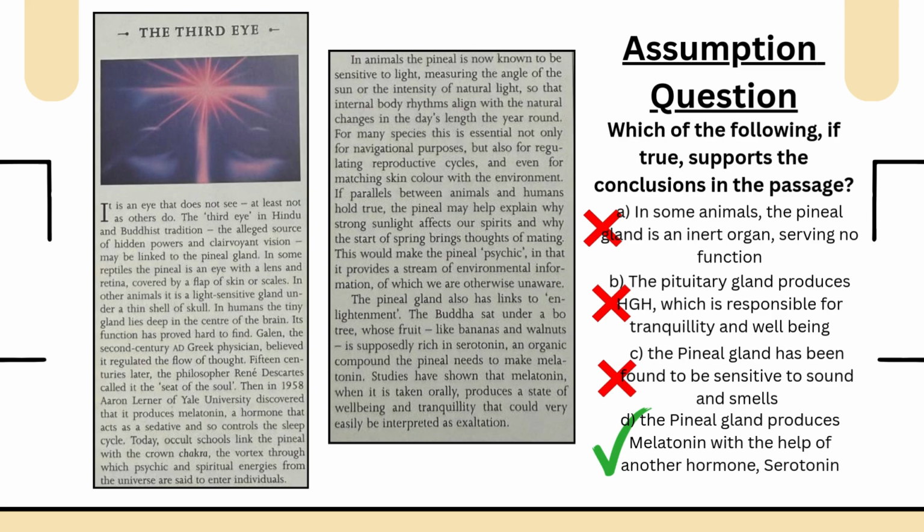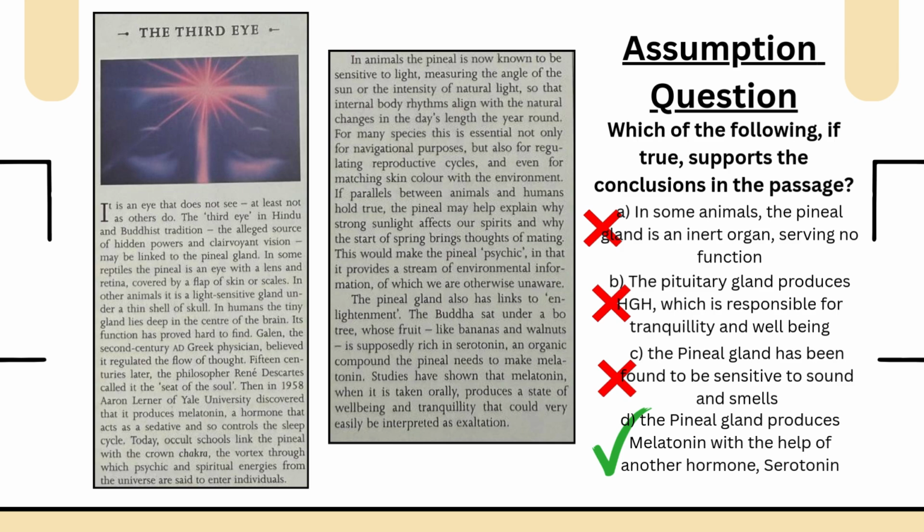Option B tells you about the pituitary gland. Now the passage doesn't mention anything about the pituitary gland at all. It is exclusively focused on the pineal gland. So since some outside information has been introduced, that option is also incorrect.